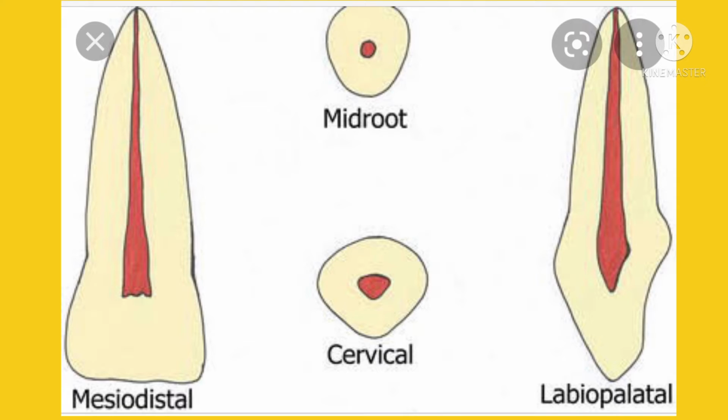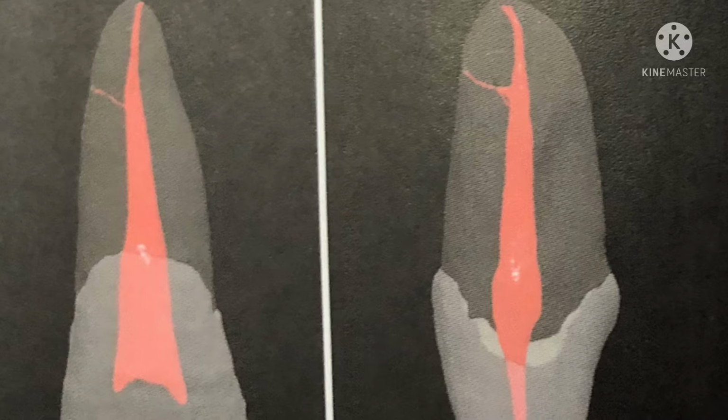In cross section, the canal is ovoid mesiodistally in the cervical third, ovoid to almost round in the middle third, and round in the apical third. Lateral canals may be present in 24% of specimens, usually in the apical third.